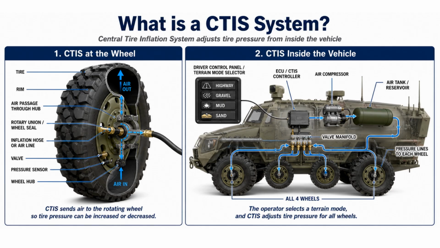The right side shows the system inside the vehicle. An air compressor generates compressed air and stores it in a reservoir. The CTIS controller receives the operator's selected terrain mode, such as highway, gravel, mud, or sand, and commands the valve manifold. The manifold then distributes air through pressure lines to each wheel.